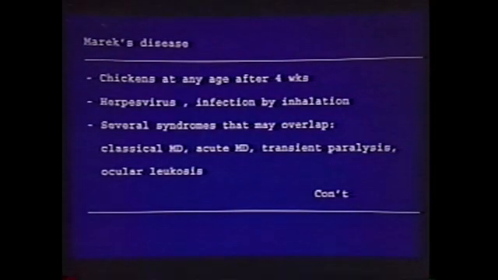Unlike lymphoid leukosis, Marek's disease can occur at any age after 4 weeks. The target organ is not the bursa in this case. It's caused by a herpesvirus, with infection by inhalation of dander. The herpesvirus of Marek's disease matures in the feather follicle epithelium and will be shed with dander. Inhalation of infected dander carrying the herpesvirus will initiate infection with Marek's disease.